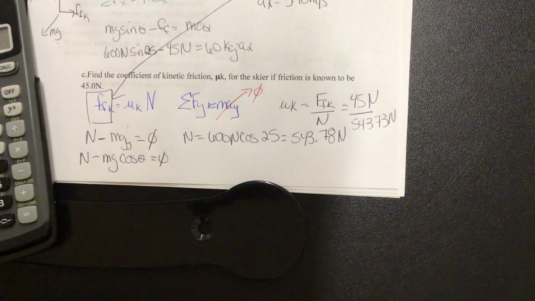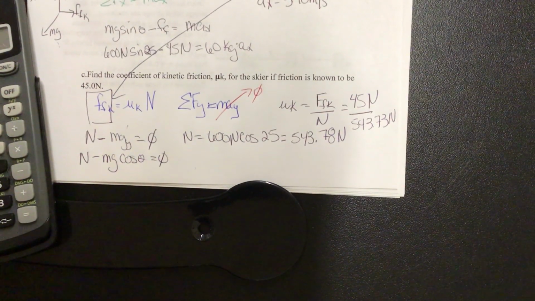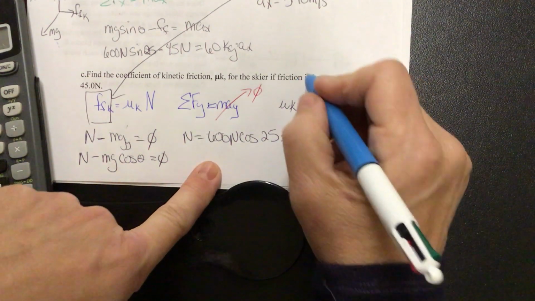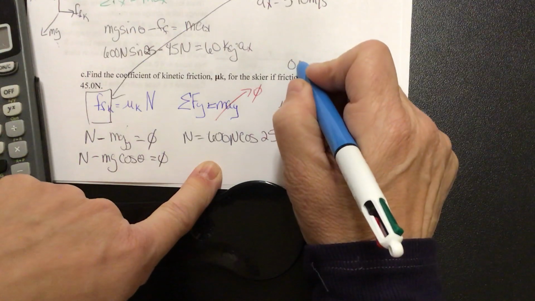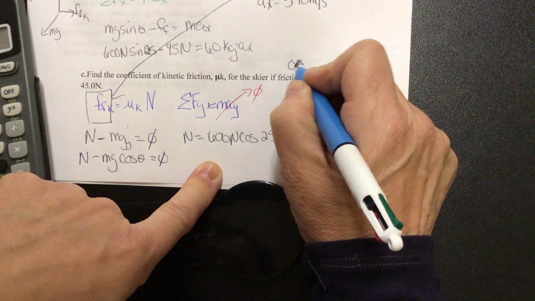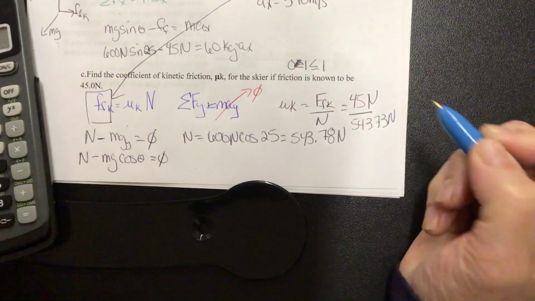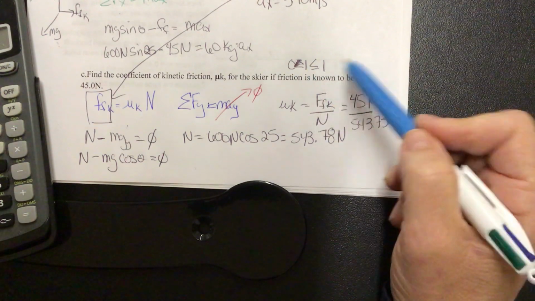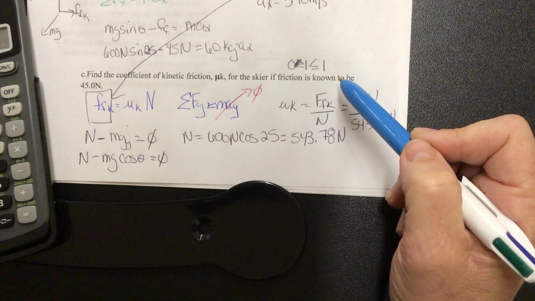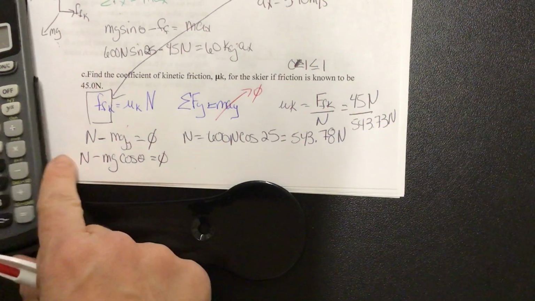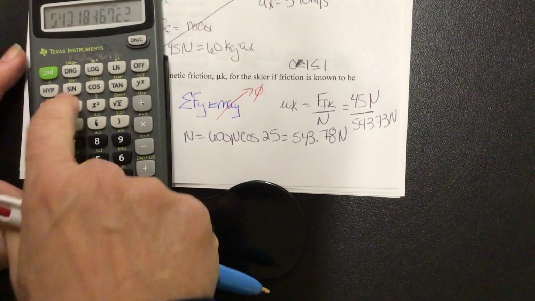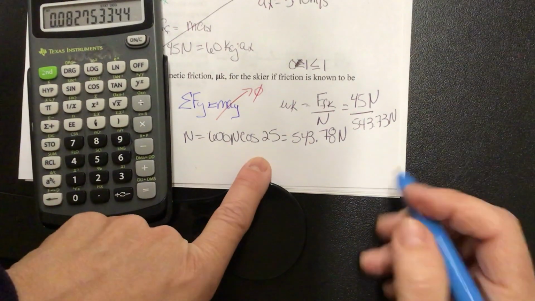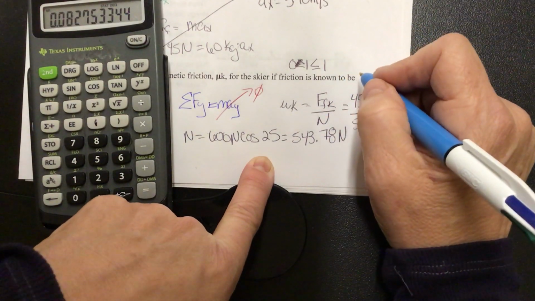Now, before I do this, it's snow. Do we expect a lot of friction or a little friction? A little friction. And I just want to remind you that the mu has to be greater than 0, but less than or equal to 1, 1 being a lot of friction and 0 being frictionless. So if we don't fall in that range, we have made a mistake. Okay? All right, so I'm lazy. I'm just going to do 1 over that instead of divide by it and multiply by 45. And I get a mu of 0.827.